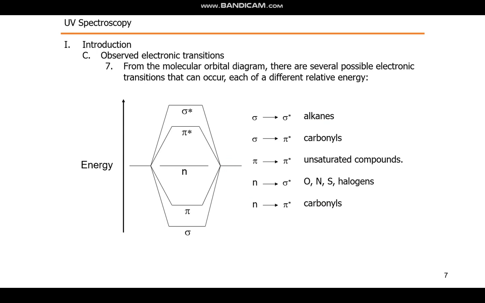These are the observed electronic transitions for different classes of compounds. For example, for alkanes, these transitions would take place from sigma to sigma star. For carbonyls, it is from sigma to pi star. Unsaturated compounds, it's from pi to pi star. Oxygen, nitrogen, sulfur and halogen containing compounds, this transition would take place from non-bonding electron to sigma star, and for carbonyls it will be from non-bonding to pi star orbitals.